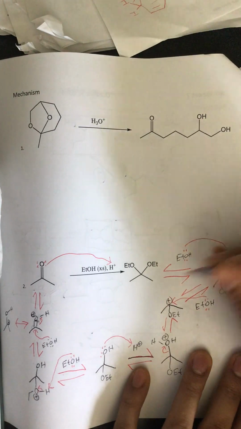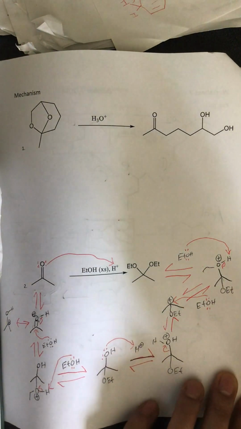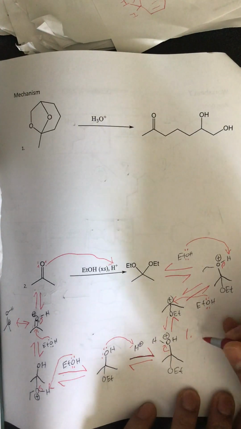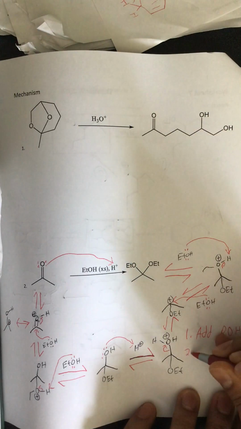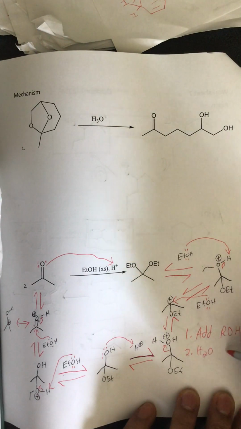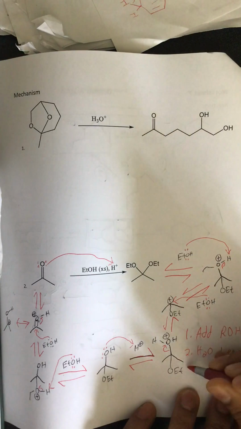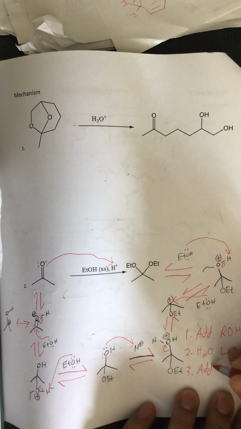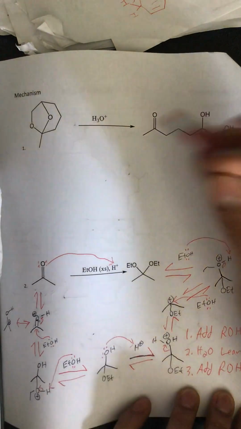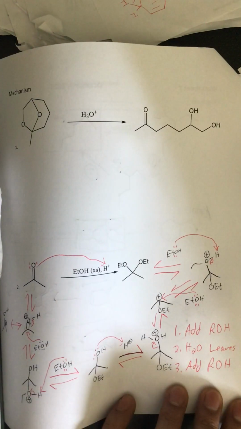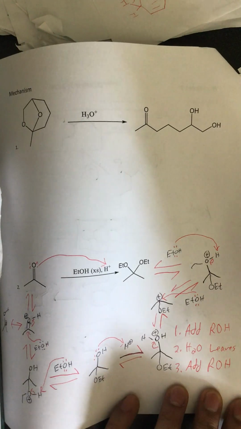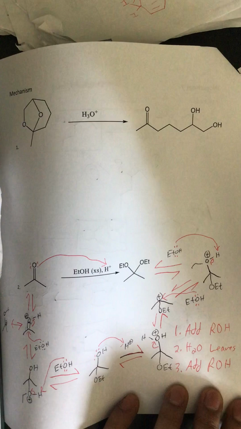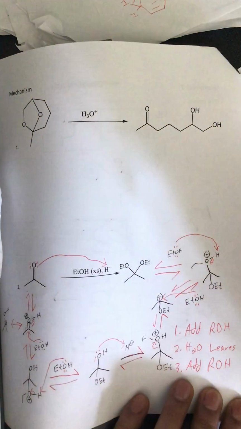Do the final deprotonation. We get to the acetal, right? So this is kind of like 3 steps: 1, add alcohol. 2, H2O leaves. 3, add ROH. So this one up here is deprotecting a ketal. When I was taught, we called them all acetals, not ketals for protected ketones and acetals for protected aldehydes. So if I say it wrong, I apologize, but that was the way it was taught.